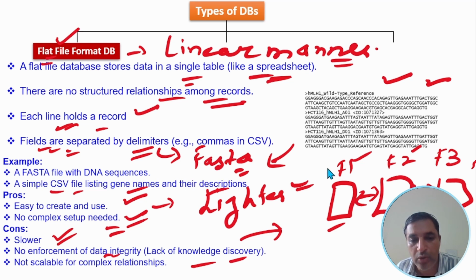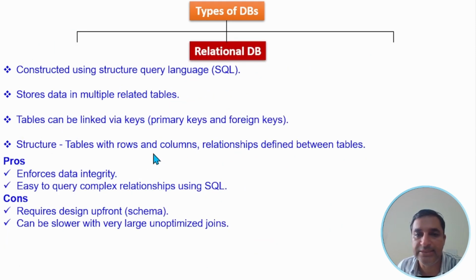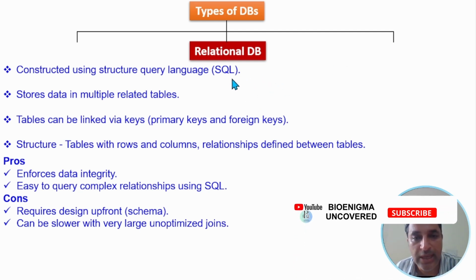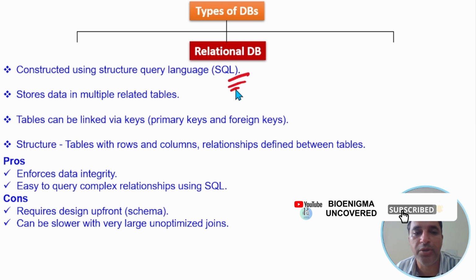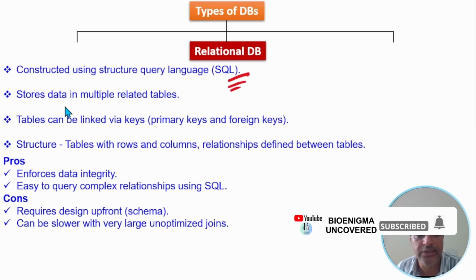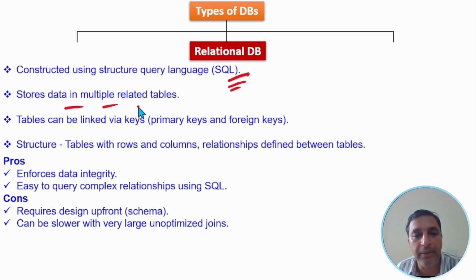Since they become slower and they lack knowledge discovery, they are not scalable for ascertaining complex relationships. These drawbacks of flat file format databases have given rise to the second type, that is relational databases. Relational databases are constructed using SQL, or Structured Query Language. They store data in multiple tables.